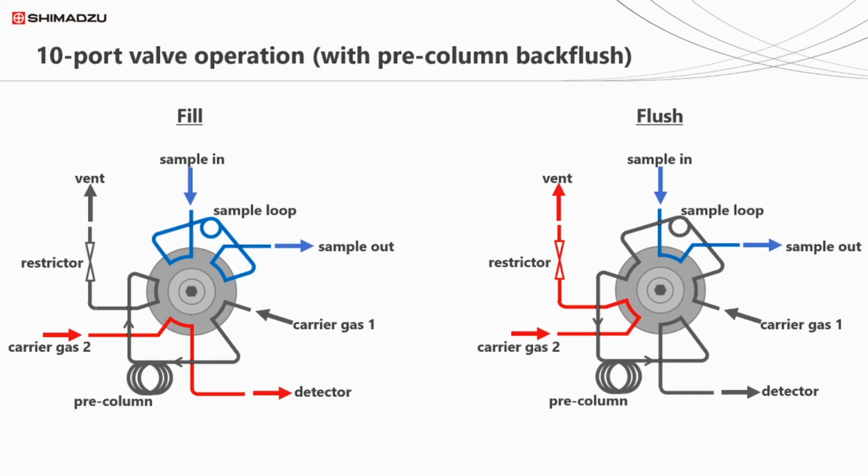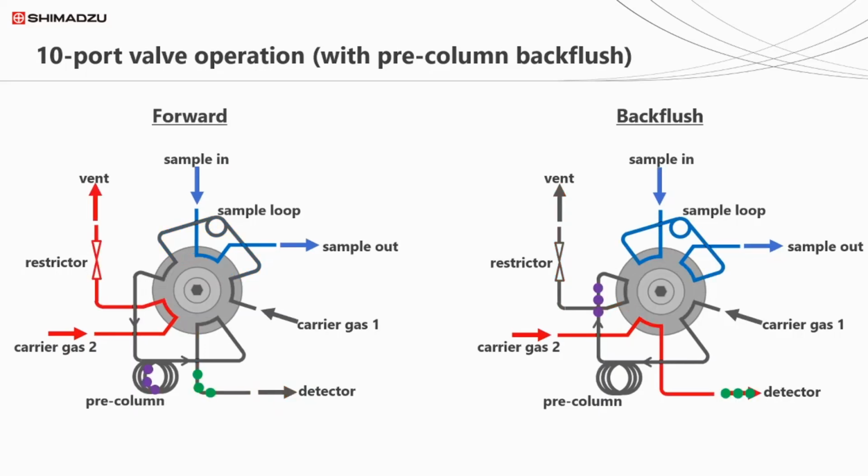Once all these analytes are past the pre-column, we switch the valve back again. Carrier gas 2 now provides gas flow down the analytical column to enable the sample to continue to the detector. Carrier gas 1 is then in line with the pre-column, which results in the flow being reversed through the pre-column. The analytes still on it are pushed back off the pre-column and travel through the restrictor and out to vent.